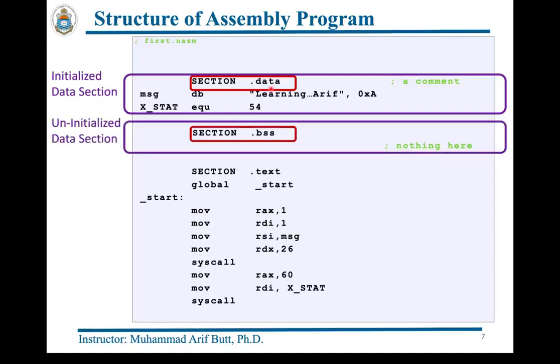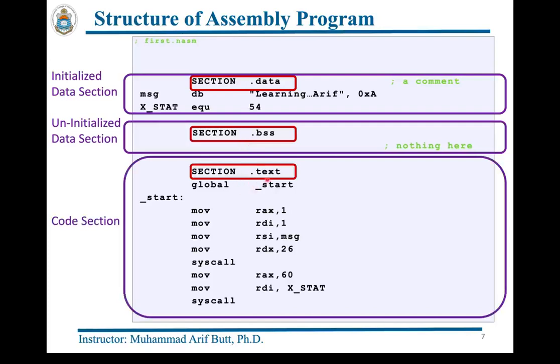The next section is section .bss. All uninitialized data is declared in this section, and in our file first.nasm there is nothing in the BSS section, so this can be ignored. The third is the section .text, and the entire code of your assembly program is placed in this section. So these are the 3 sections of an assembly program: section .data, section .bss, and section .text.